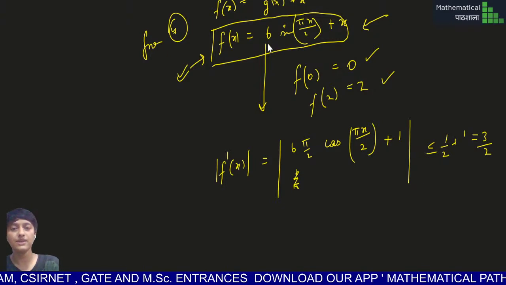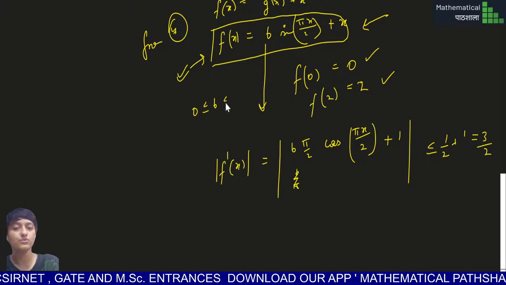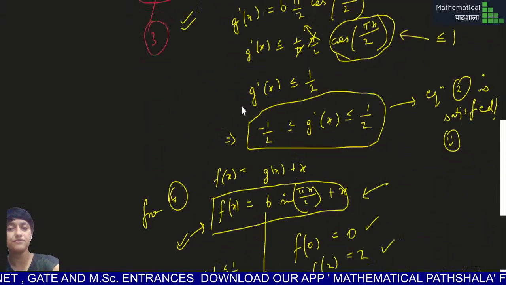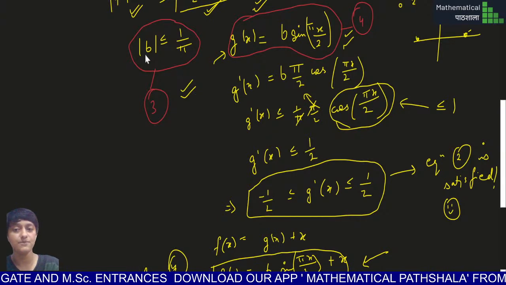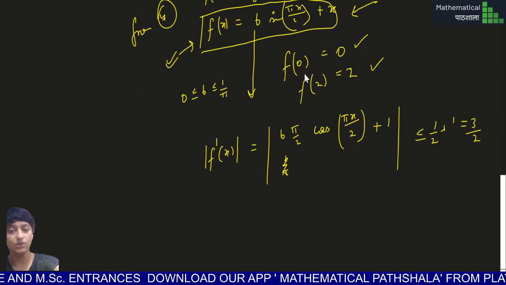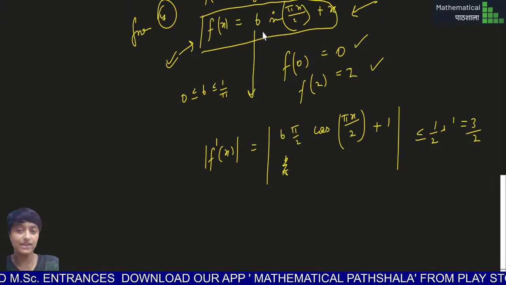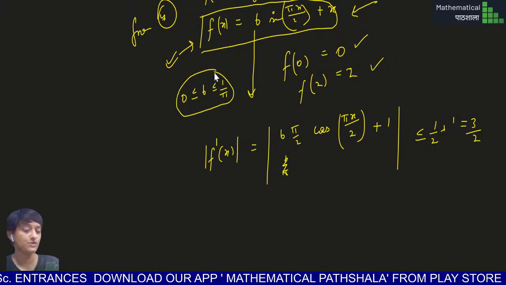You see, b can take any value from 0 to 1 by pi. Why so? Because by construction, we have constructed the g function such that mod b is less than or equal to 1 by pi. Right? So we will get here infinitely many such b, like uncountably many such b.